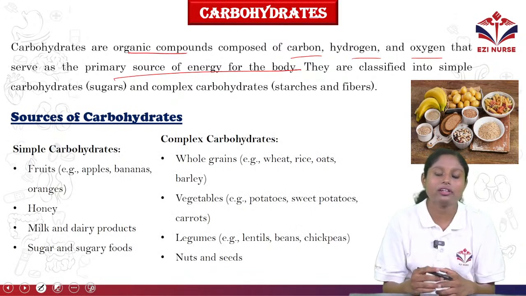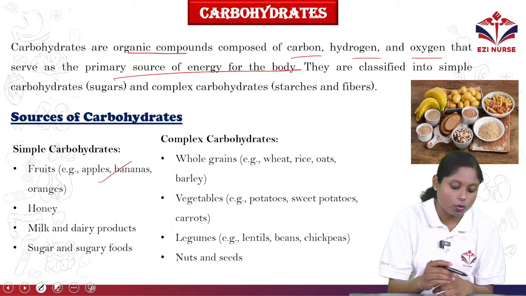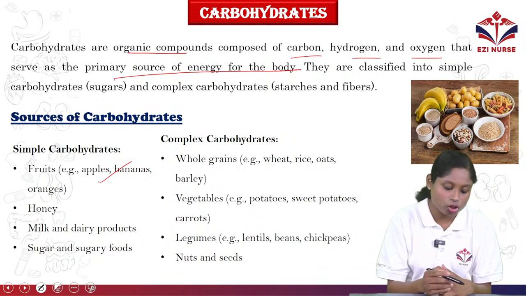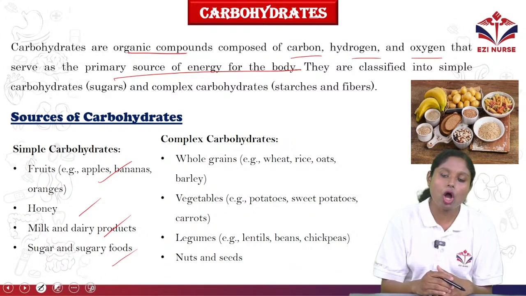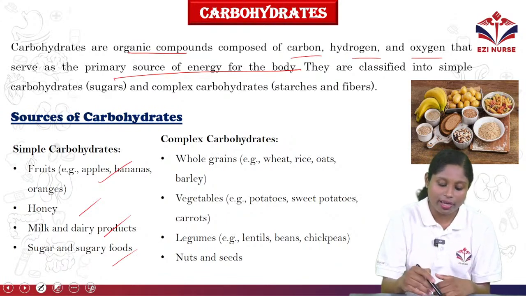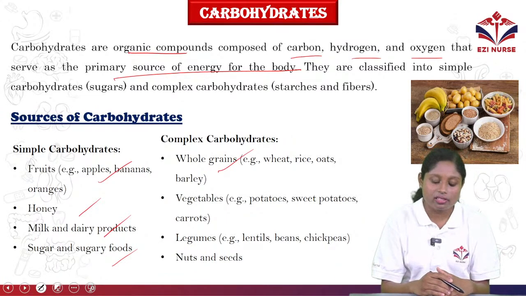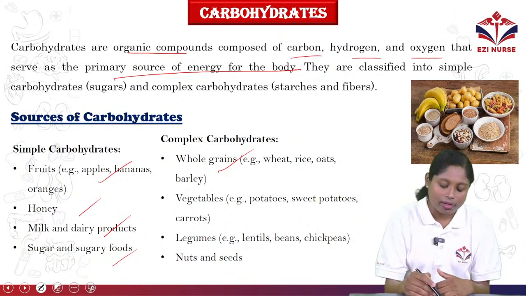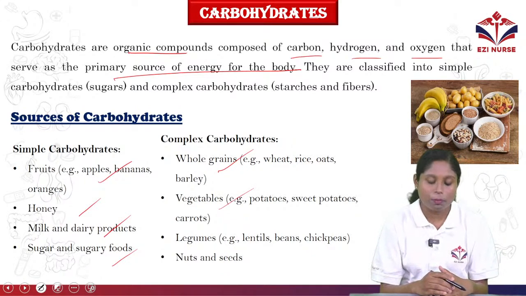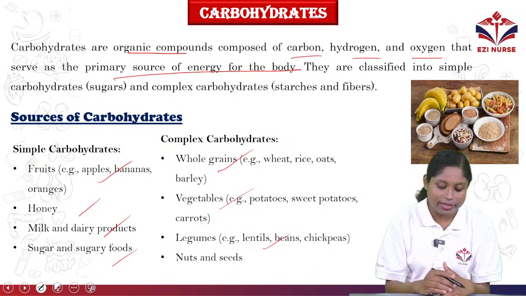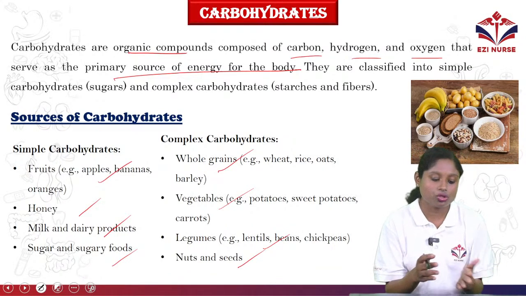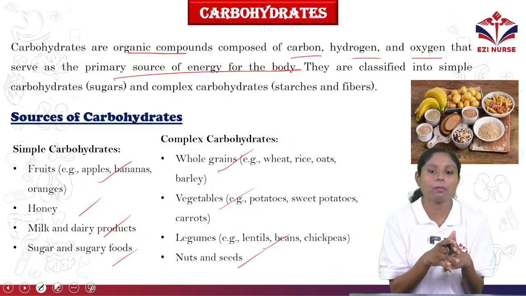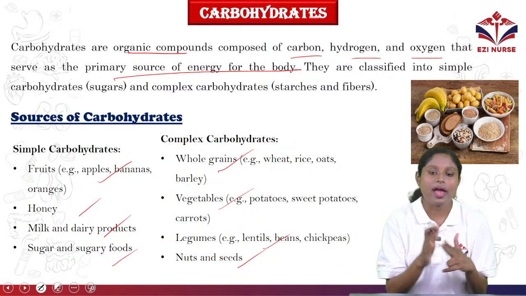So simple carbohydrates, where we will get it, is from fruits like apples, banana, orange, honey, milk and dairy products, sugar and sugary fruits. Coming to complex carbohydrates, where we will get whole grains like wheat, rice, oats, barley, vegetables like potatoes, sweet potatoes and carrot, legumes like lentils, beans, chickpeas, also nuts and seeds. So these are the main sources of carbohydrates. It's an organic compound composed of carbon, hydrogen and oxygen.